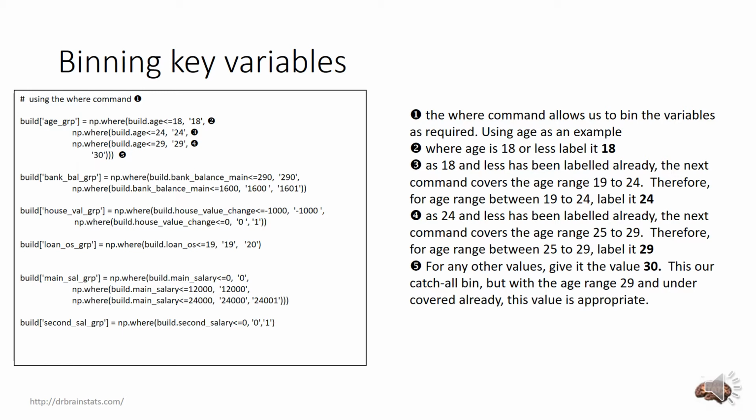So by using ages as an example, where age is 18 or less, we're going to label it 18. As 18 and less has already been labelled, the next command covers the age group 19 to 24. Therefore, for age range between 19 and 24, label 24. And so on, until step 5. We tell Python that for any other values, give it a value of 30. This is our catch-all bin, but with age range 29 and under already covered, this value is appropriate.